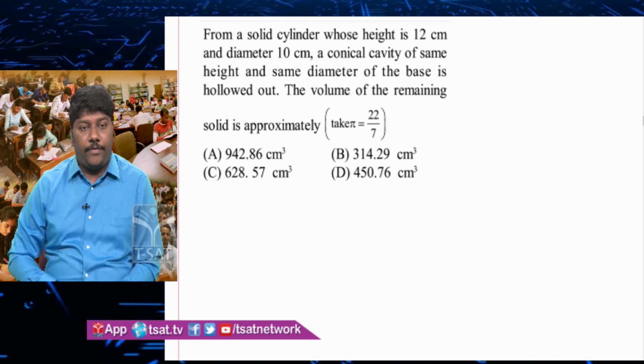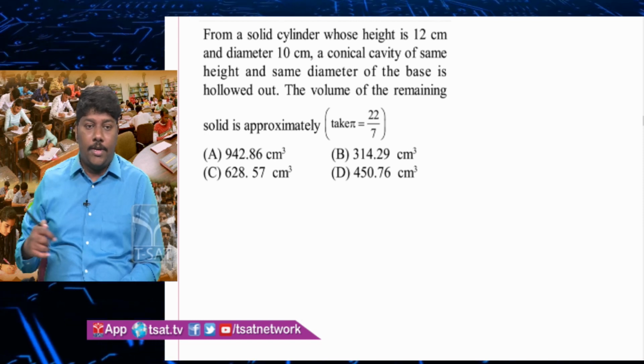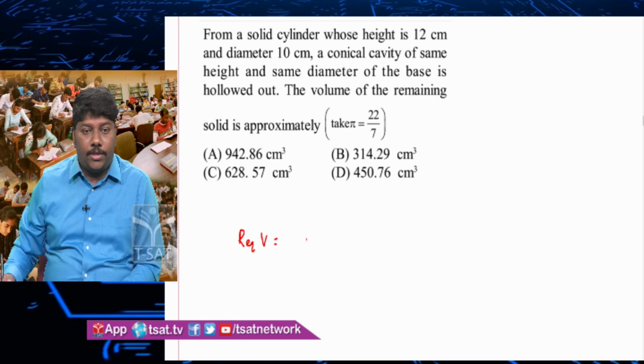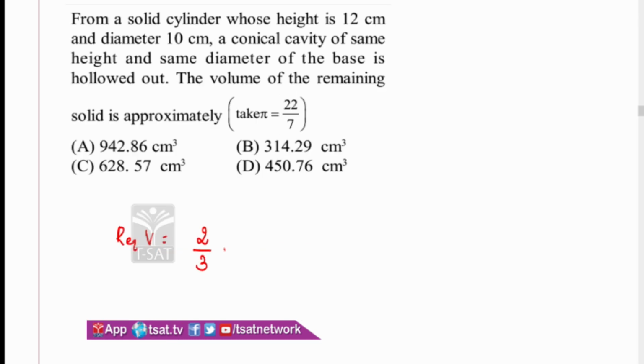So all he is asking you to find out is the remaining volume, which is 2/3 of the actual volume of the cylinder. So the required volume is equal to 2/3 of the volume of the cylinder, that is 2 by 3 into pi, meaning 22 by 7, r square h. Diameter is 10 but radius is 5, so it's 25. H is 12. 3 fours are 12, 4 times, now this one is 100, 4400 divided by 7.